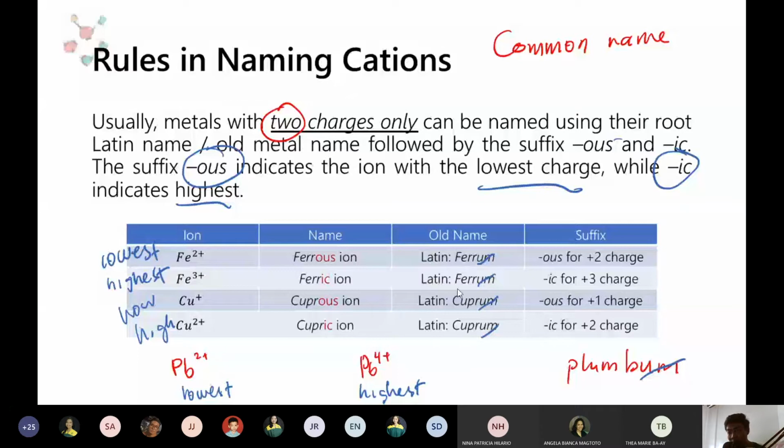Remember, kinuha natin yung root word ng kanilang old name. Yung fer, copper, plumb. Ano gagawin natin? Dudugtungan natin yun ng suffixes, ng us and ik. So, that's why Fe2 plus will be named as ferrous ion. Ferrous ion yung kanyang name. Ang Fe3 plus naman, ang kanyang magiging name ay ferric.